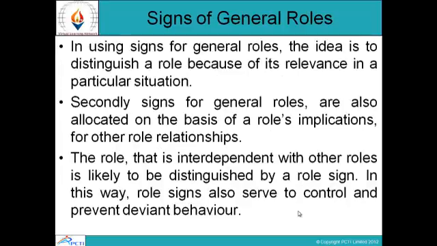Signs of general roles. In using signs for general roles, the idea is to distinguish a role because of its relevance in a particular situation. Secondly, signs for general roles are also allocated on the basis of role implications or role relationships. The role that is interdependent with other roles is likely to be distinguished by a role sign. In this way, role signs also serve to control and prevent deviant behavior.